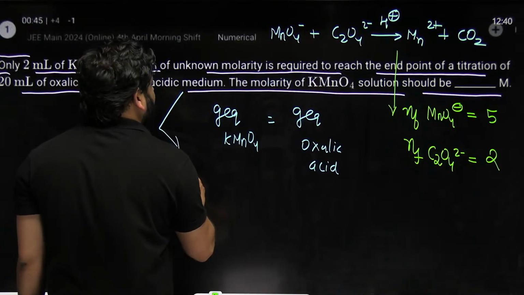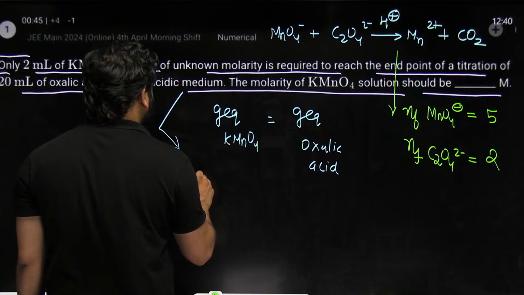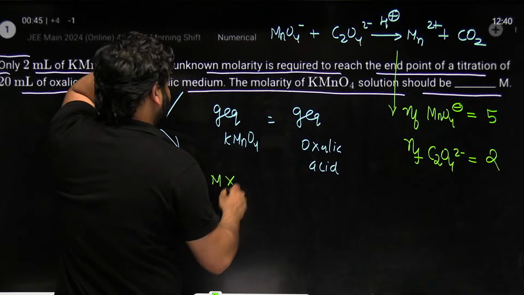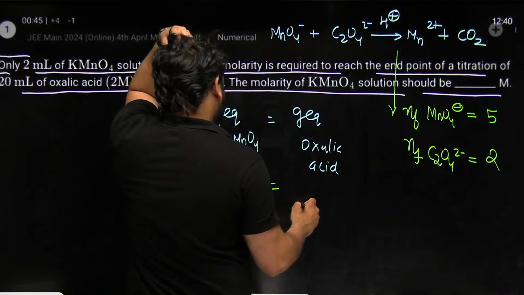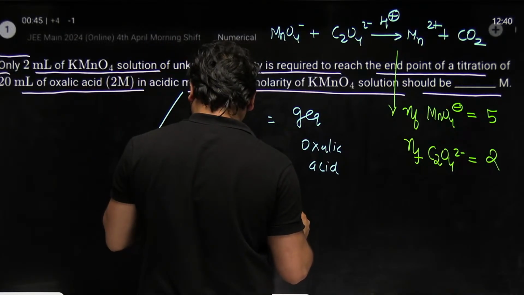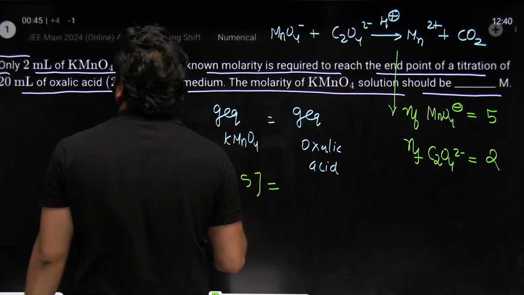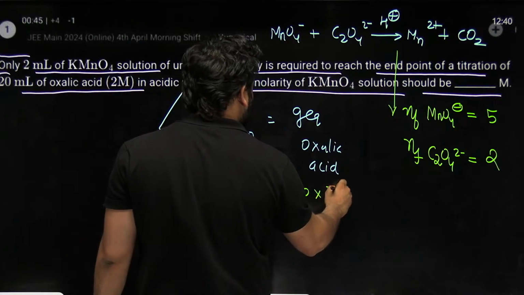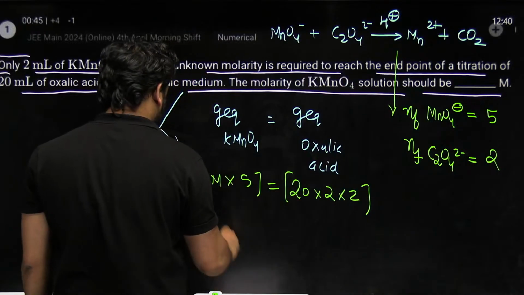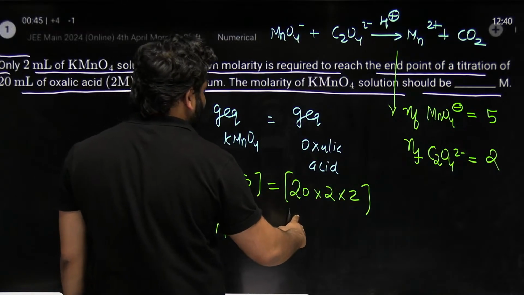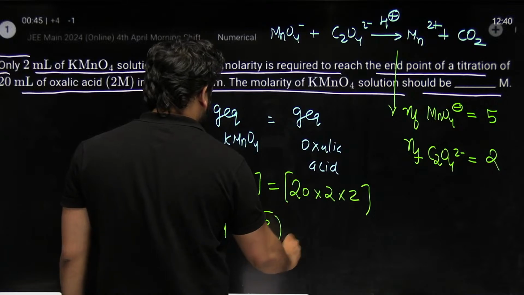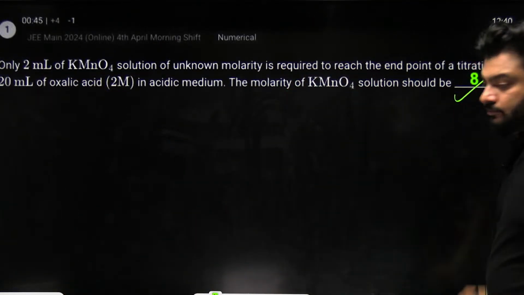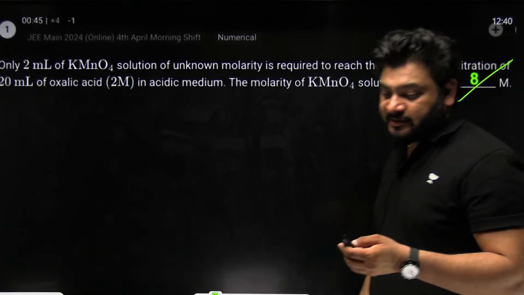So just try using that. 2 ml KMnO4 solution is used, molarity unknown, and the n factor is 5, which must equal oxalic acid. What details of oxalic acid do we have? 20 ml, molarity 2 molar, and then 2 is the n factor. So now the molarity will be this whole divided by 10. So it will be 2 into 2 into 2. I think 8 is the correct answer. Can we check the correct answer? 8 molar is correct.